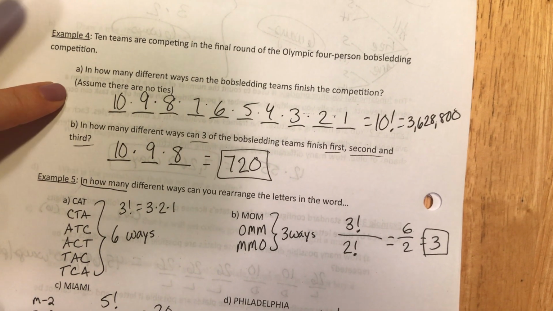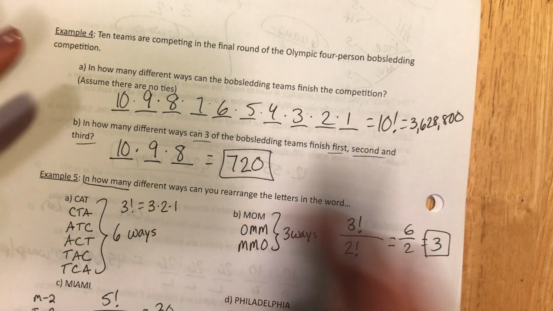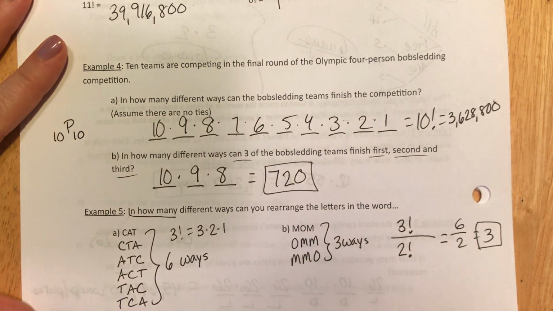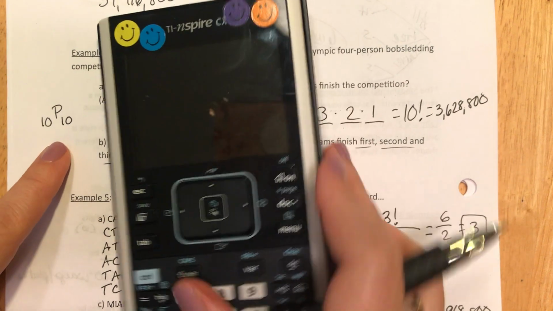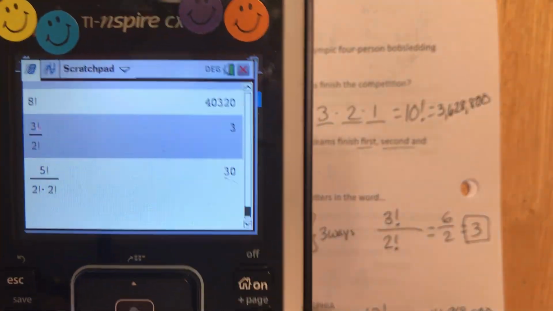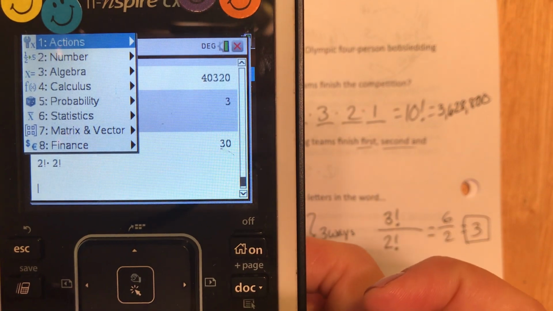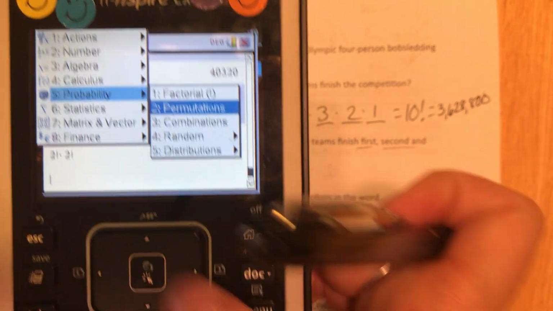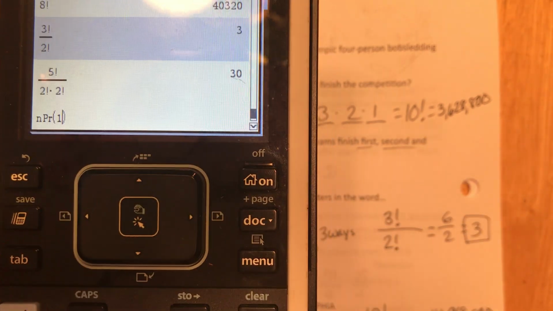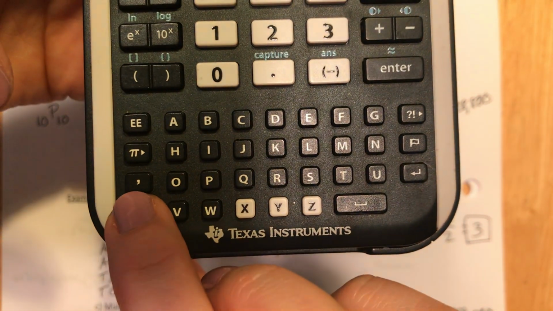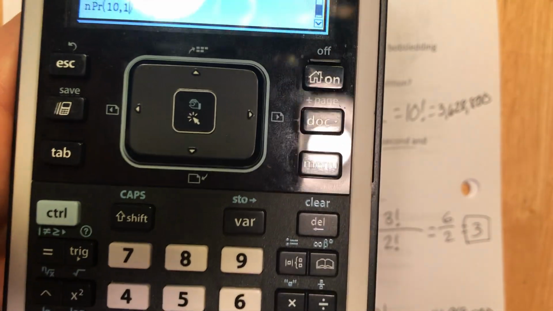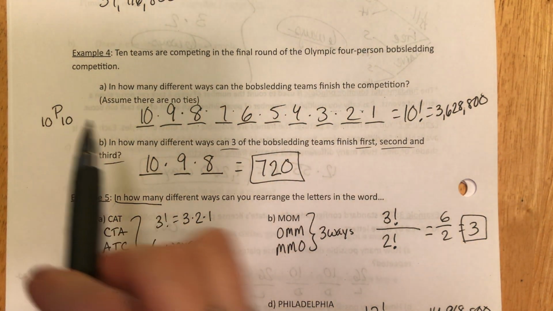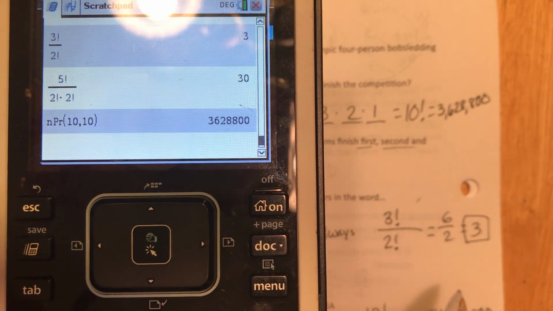So if we go back to this, for part A, we know the order matters because they're finishing in medals, right? So first, second, third place is order. We have 10. We want 10. Okay, how we get to permutation in the calculator is you can click menu, probability, number 5, and then right there, permutations. Okay, and there's also combinations. So you can do permutation, and then you type in 10, comma is located right here next to the pi button, 10. 10 comma 10 would be this, 10 permutation 10. And when you press enter, there you go.